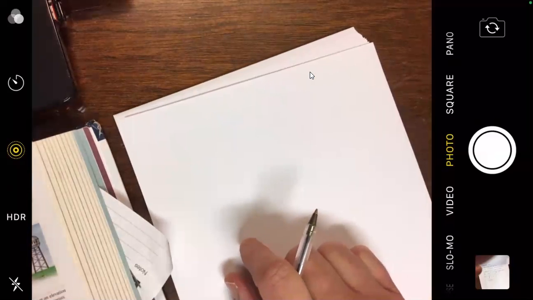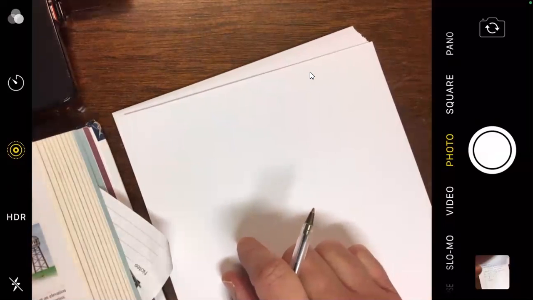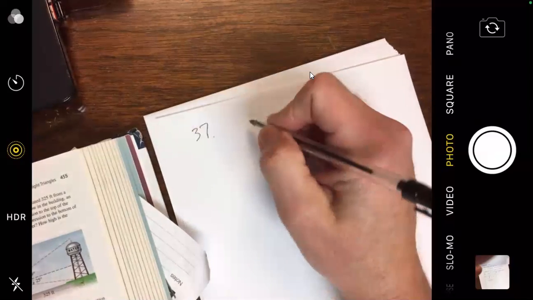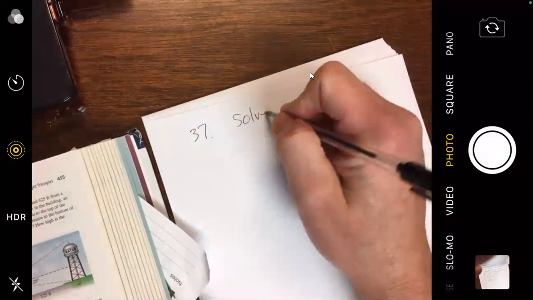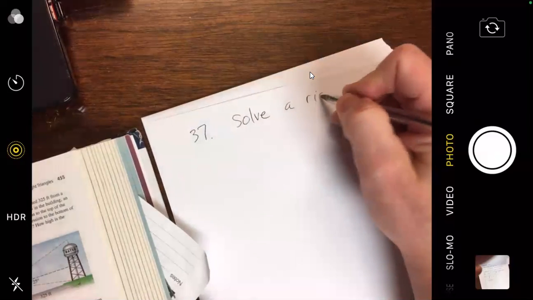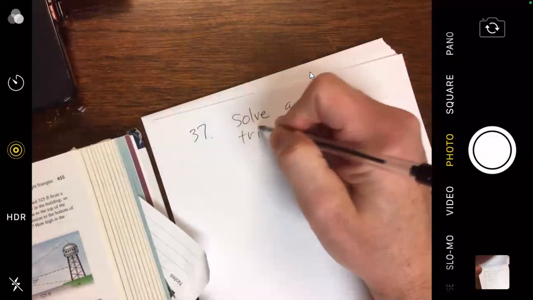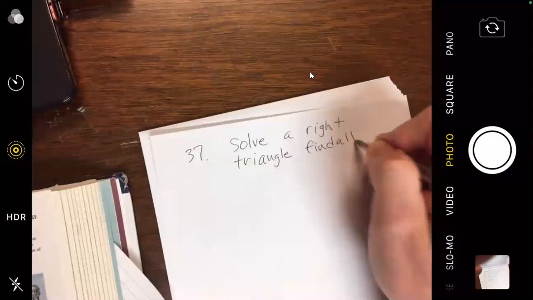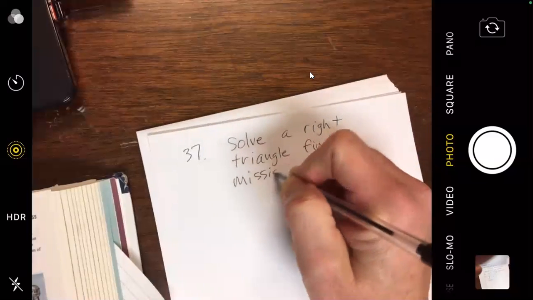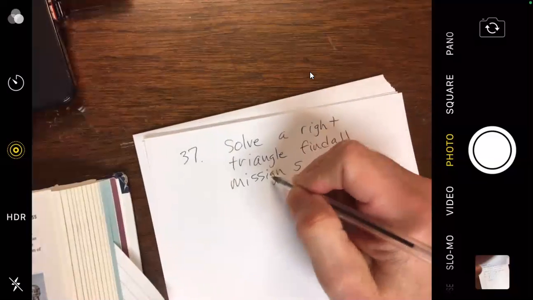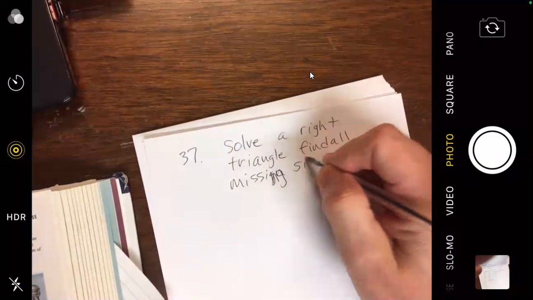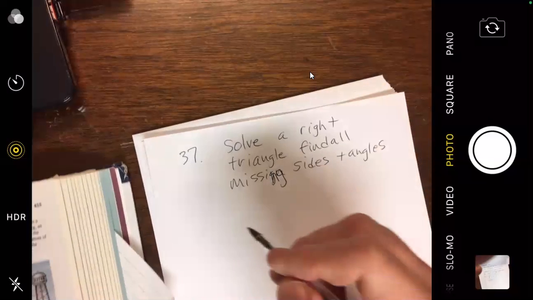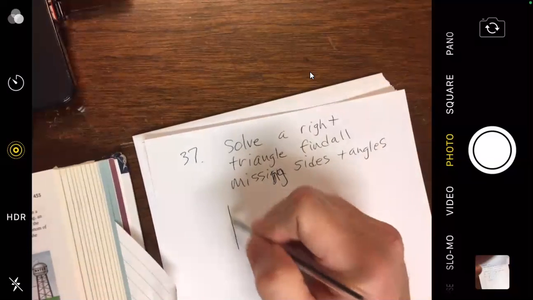And then solving a right triangle. Let's try 37. Solving a right triangle means find all missing sides and angles. They've kind of twisted a little bit. I can straighten it up.